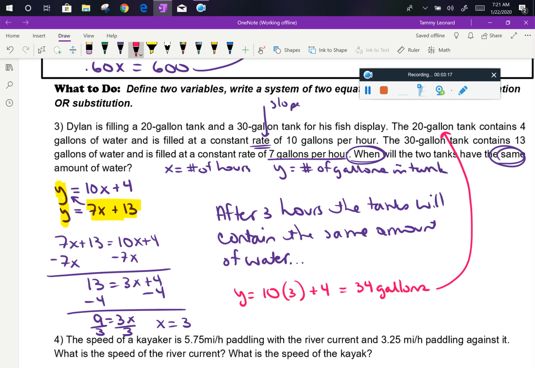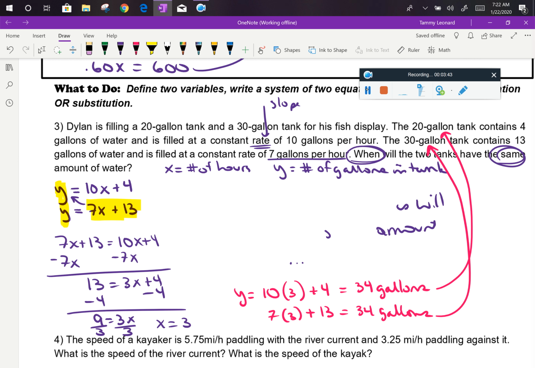Now, the 30-gallon tank fills at 7 gallons per hour, and it starts with 13. So that's 21 plus 13, or 34 gallons, as we would expect. Notice it can't contain that amount either. So actually, they'll never contain the same amount.